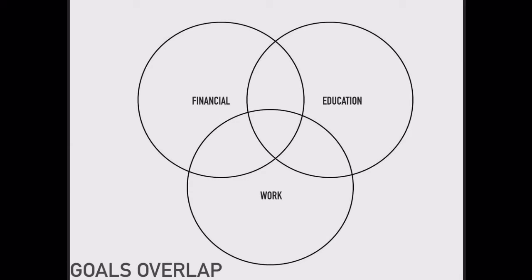Many of these goals overlap. In other words, they help each other. For example, if you have a goal in education to learn English, that will help you get a better job or get more pay. And if you get more pay, you will be able to meet financial goals such as saving money.